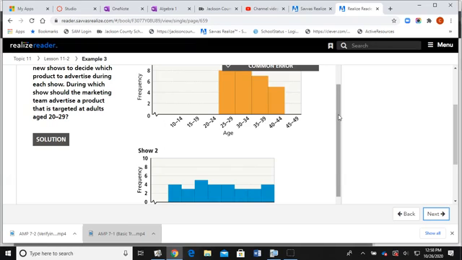So I want to have at least a few in all of those. Does that make sense? So even though they both add up to 8, I'm going with show 2 because of that. Does that make sense?